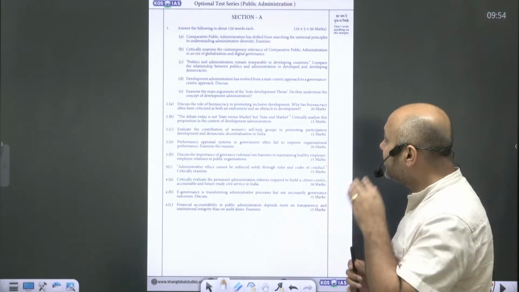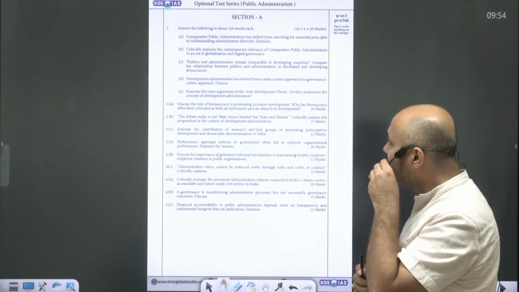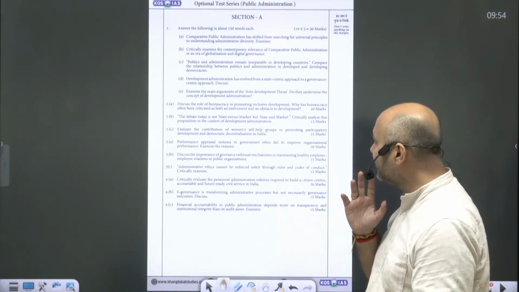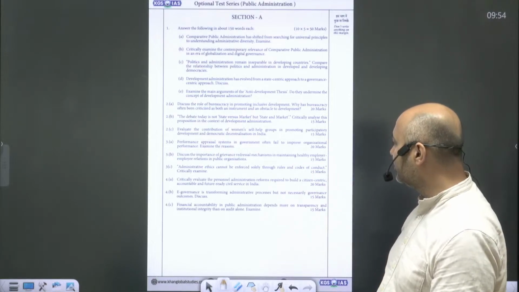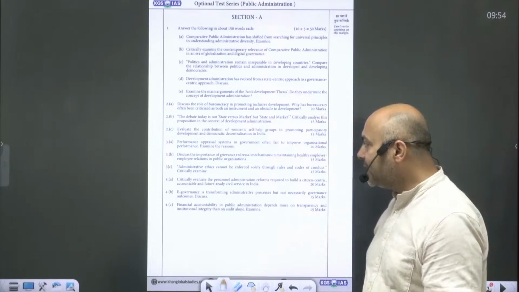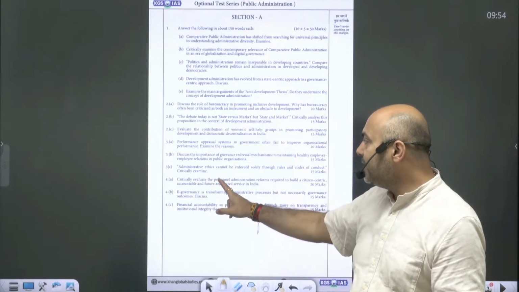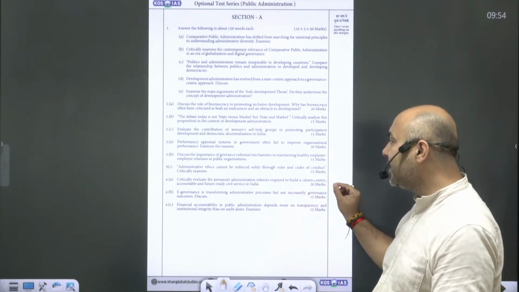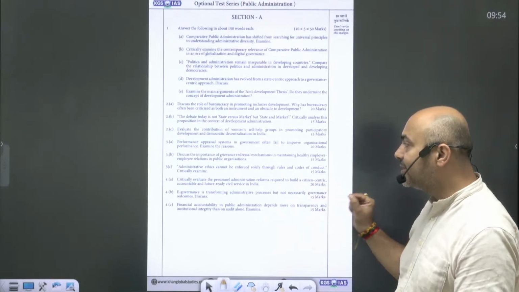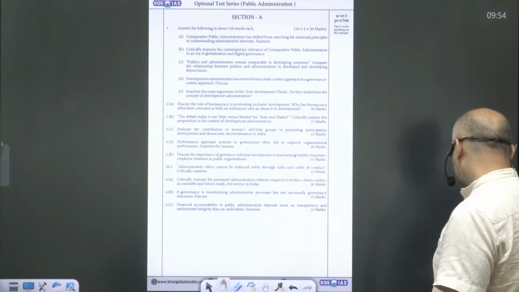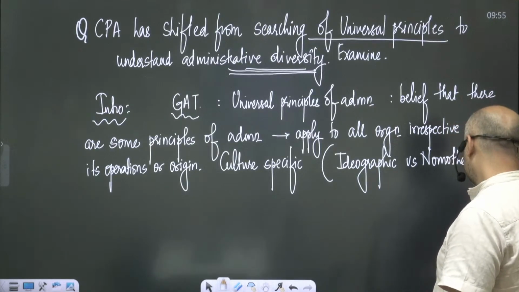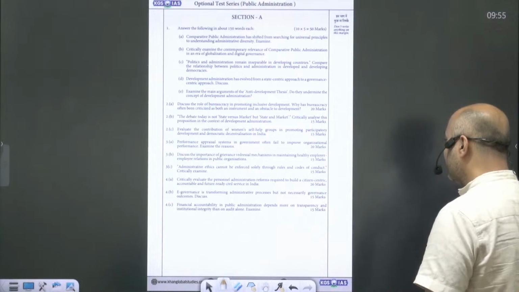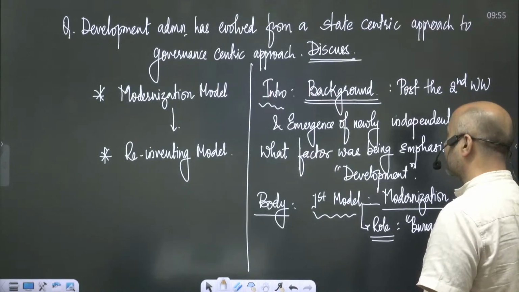The first question is again related to development administration, so let us ignore that aspect. Come to this question, an important question, a 20 marker: critically evaluate the personnel administration reforms required to build a citizen-centric, accountable and future-ready civil services in India. Let us talk about this particular question. Critically evaluate the personnel administration reforms.